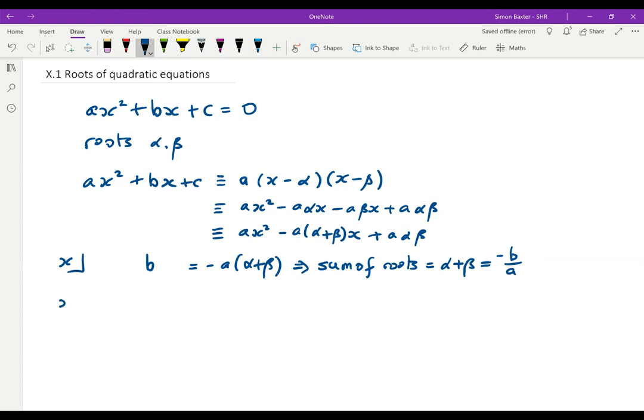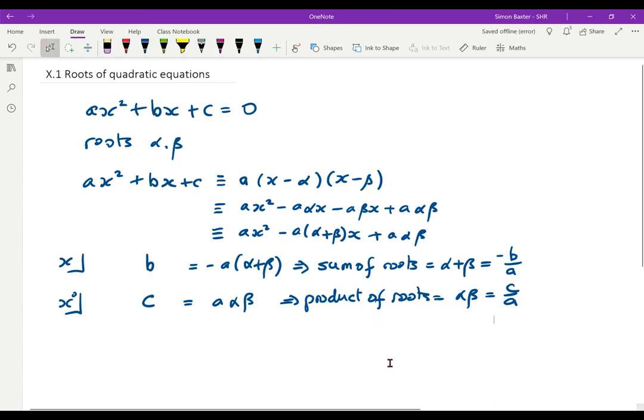If we look at the constant term, or the coefficient of x to the naught, whichever way you like to think of it, you get c equals a alpha beta, and that gives us that the product of the roots, alpha beta, is c over a. Now those are the two results which we really want to hang on to.